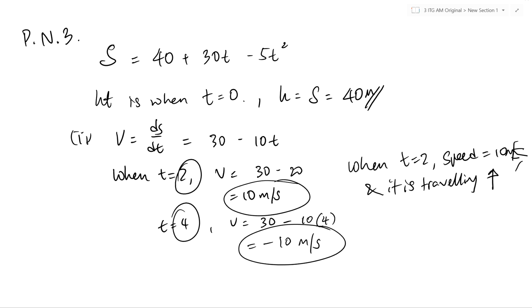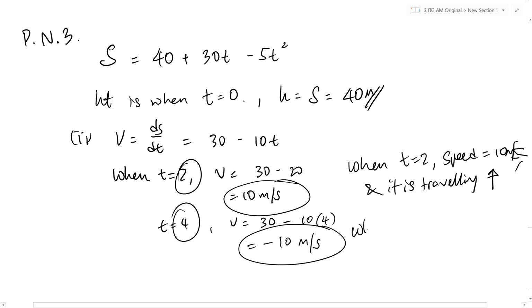S = 40 + 30t - 5t². And we say that when time equals 0, we get the height of the building. When time equals 0, the height of the building is positive 40. Now, the building must be above ground, right? That's why we call it height of building. So in this way, we are already taking upwards as positive. Okay, the direction up is positive. Now, when we have the velocity as positive, it means that it is traveling upwards.